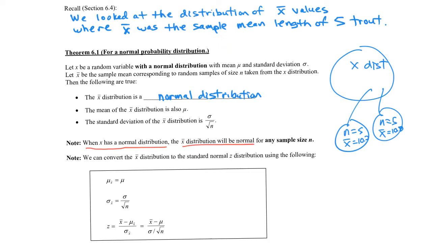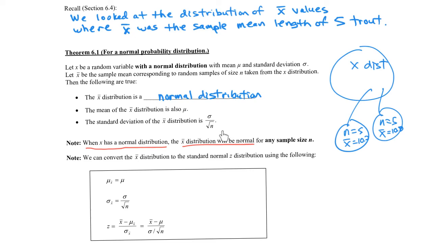So the reason this isn't really a well-known theorem is because this isn't all that helpful. Like, if we know we have a normal distribution, we can just start using all the stuff from chapter 6 to evaluate this distribution. So we don't really need to take these samples here.